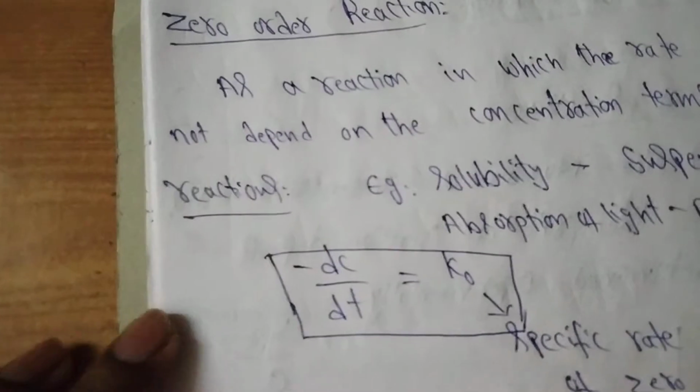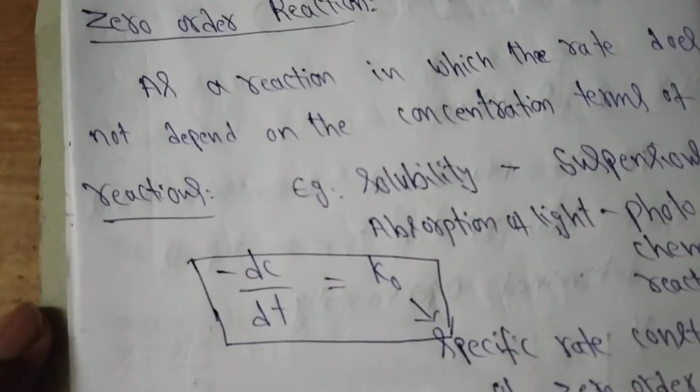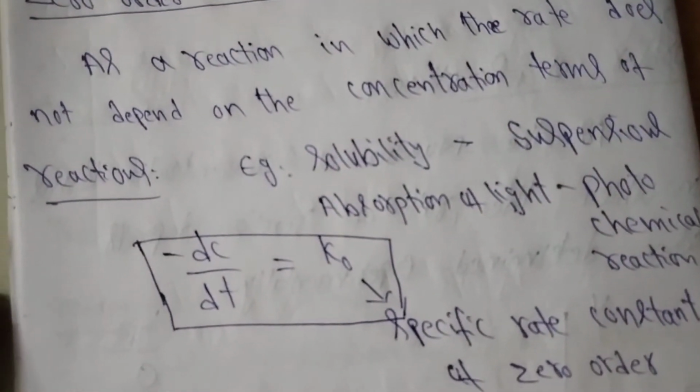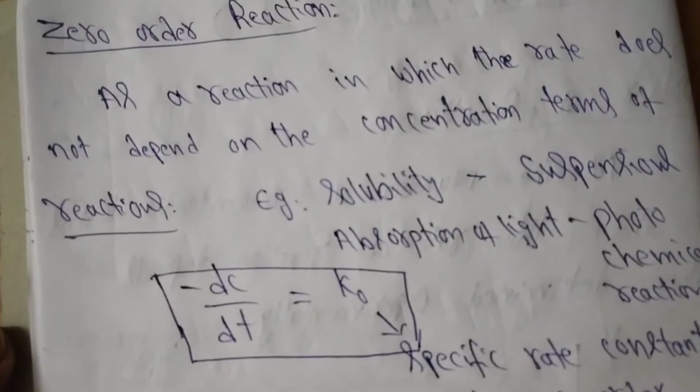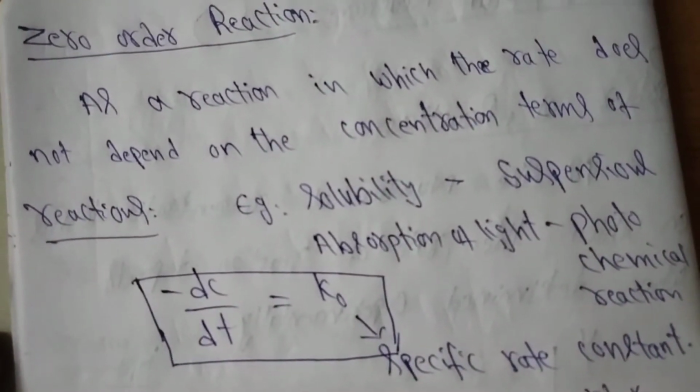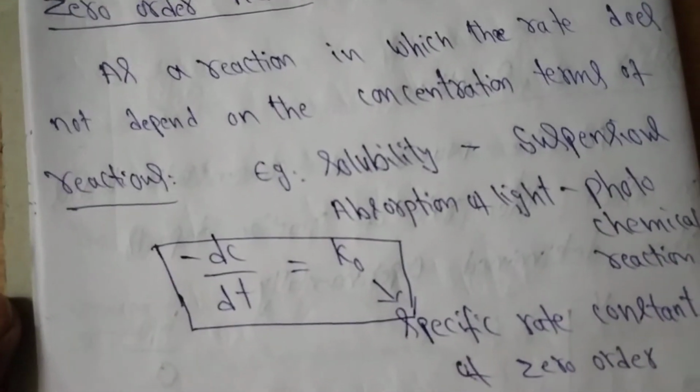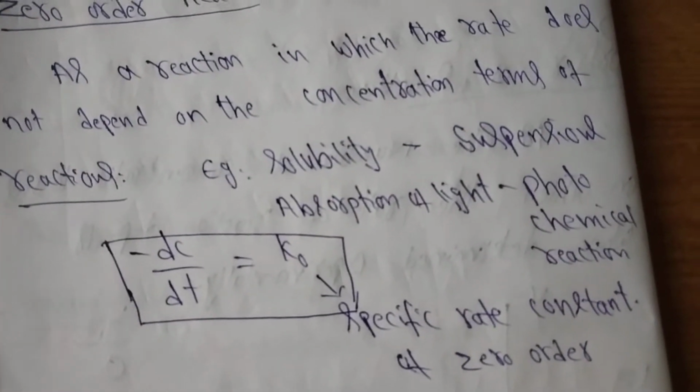The zero order reaction mainly depends on other factors. Examples: solubility and absorption of light. Solubility is an important parameter in absorption of drugs from suspensions. Absorption of light is relevant in the case of photochemical reactions.